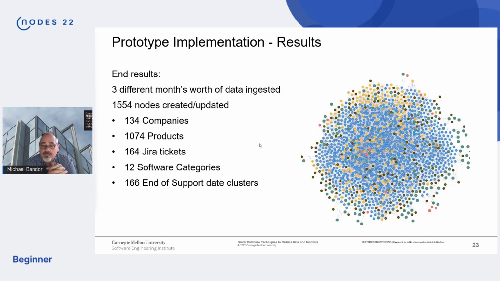So what were the results of all this? We took 3 different months of data that was ingested. We ended up with 1,554 nodes total based on the model and how we divided things up. That consisted of 134 different companies, over 1,000 products. There were over 160 JIRA tickets.